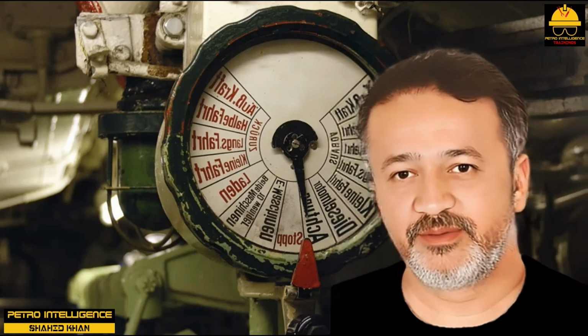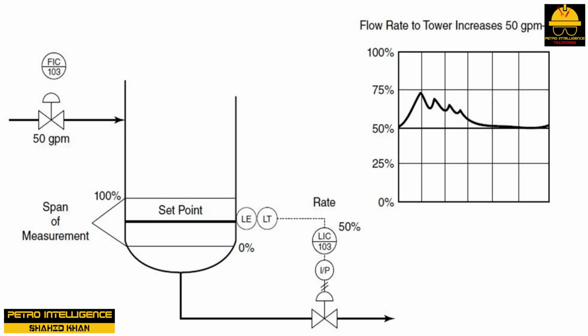Rate, derivative. Rate mode enhances controller output by increasing the output in relationship to the changing process variable. As the process variable approaches the set point, the rate relaxes, providing a braking action that prevents overshooting the set point. The rate responds aggressively to rapid changes and passively to smaller changes in the process variable, as shown in the picture.